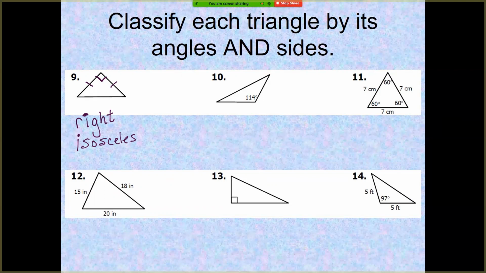For question 10, the first thing I noticed, I was given an angle measure of 117 degrees. 117 degrees is obtuse. And it only takes 1 obtuse angle to classify the triangle as obtuse, so this one's definitely obtuse. We were not given anything about the lengths of any of these sides, so we're just going to assume that since none of them are marked, then none of them are congruent, so it would be scalene.